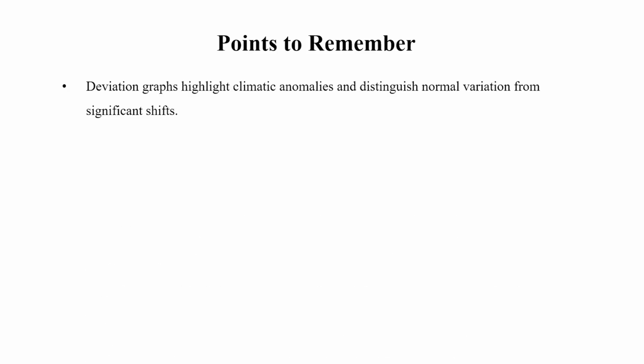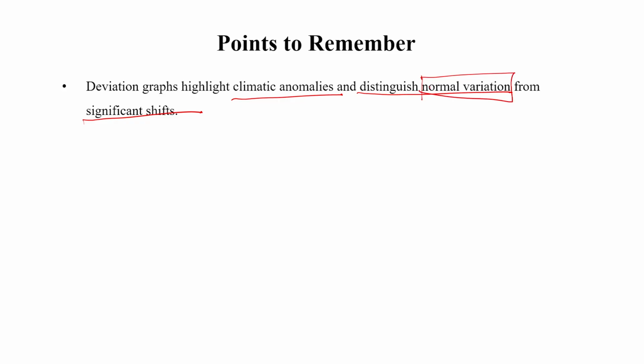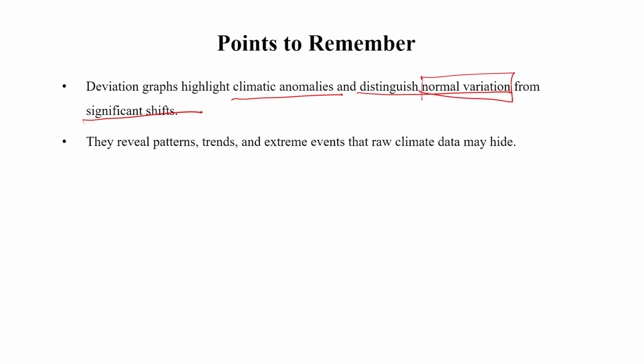Deviation graphs highlight climatic anomalies. They distinguish normal variation from significant shifts. The baseline is our normal, and whatever the extreme climatic conditions are, we can get insights from deviation graphs. They reveal patterns, trends and extreme events that raw climatic data may hide.